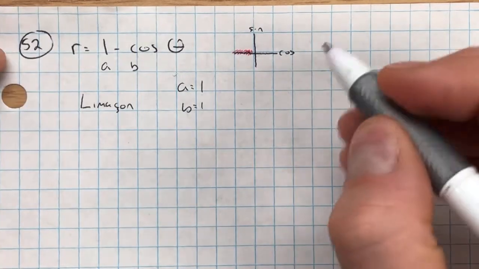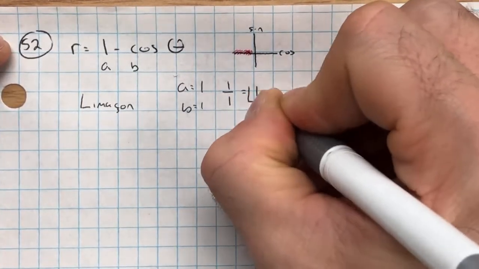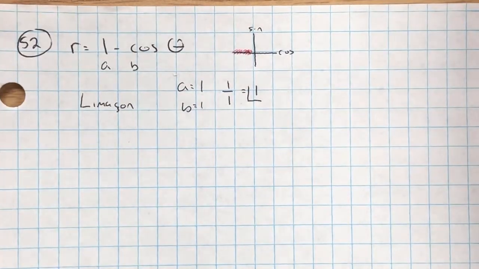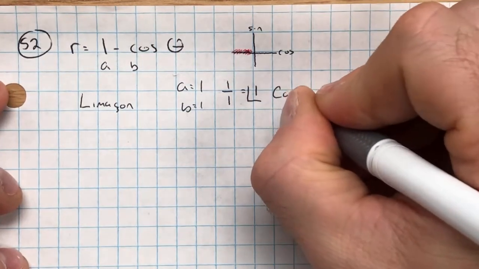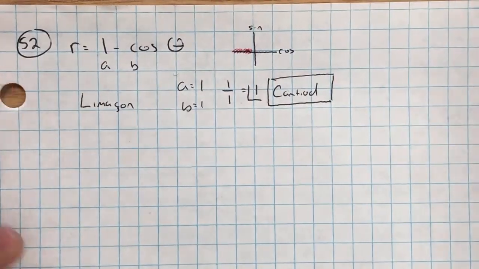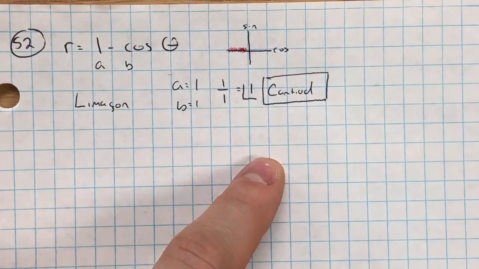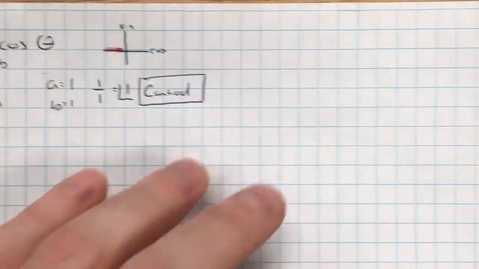I'm going to take A divided by B, which is 1 divided by 1, and I get a value of 1. When I get a value of exactly 1, I know this is going to be a cardioid. So I'm going to identify this as a cardioid limaçon. We remember that cardioids are going to have an inner loop that is equal to 0. So in essence, we say that it does not have an inner loop. And then the few points that we need to graph on this cardioid, let's go ahead and do that right here.